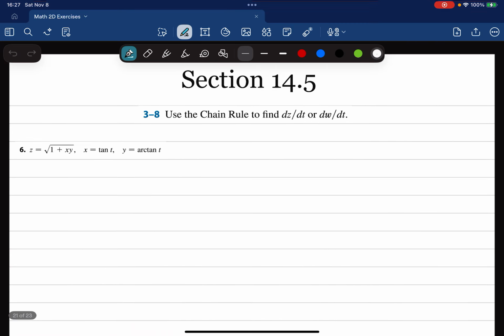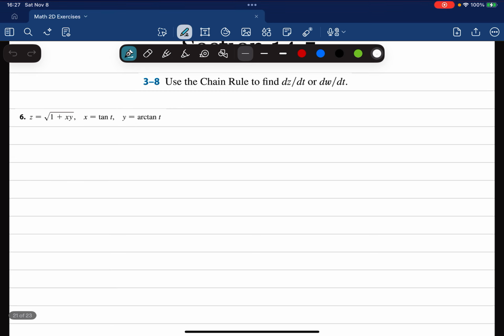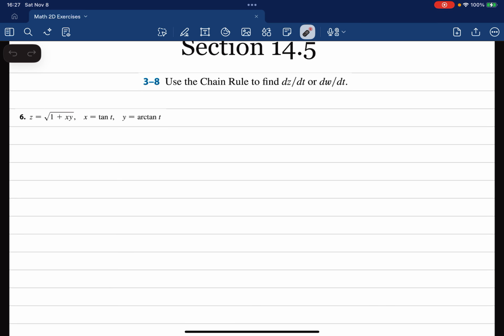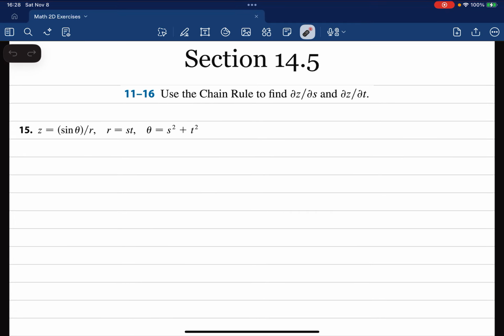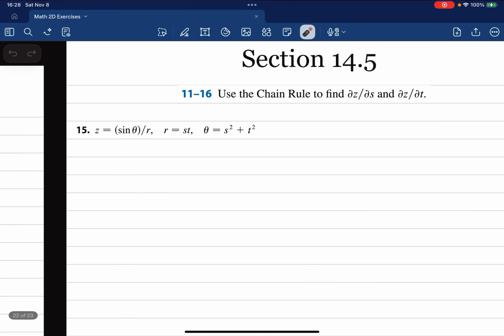Okay, so before I begin, let me backtrack. Some of you might notice that there are two different types of derivatives that we'll be computing with the chain rule here. If we plug in x and y for x and y, we can see that z will be a function of a single variable t, hence we have the dz/dt here. But in the next problem, we have z as a function of theta and r, but each of these depends on both s and t, and so we need to compute two separate partial derivatives.